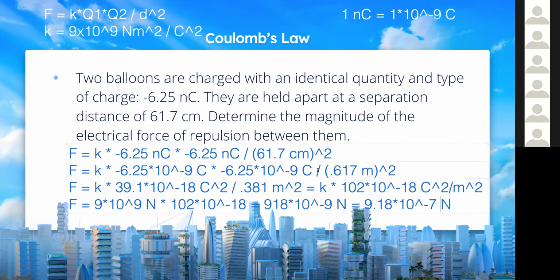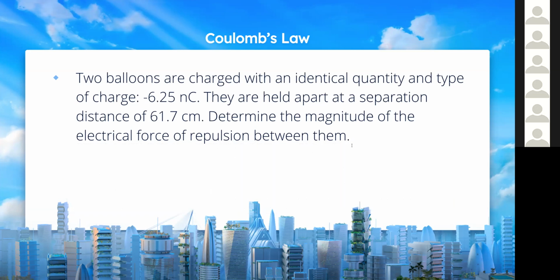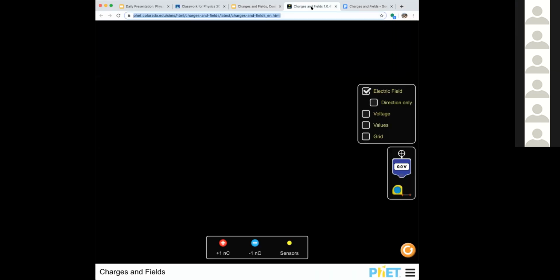So for the purposes of today, I'm going to leave the last example for tomorrow. I want you to play around with the simulation today. So I am heading to the simulation real quick. You can watch what I'm doing and then do it yourself. So in order to use this simulation, I can take positive and negative charges, and sensors. All right, I'm going to start with the electric field.